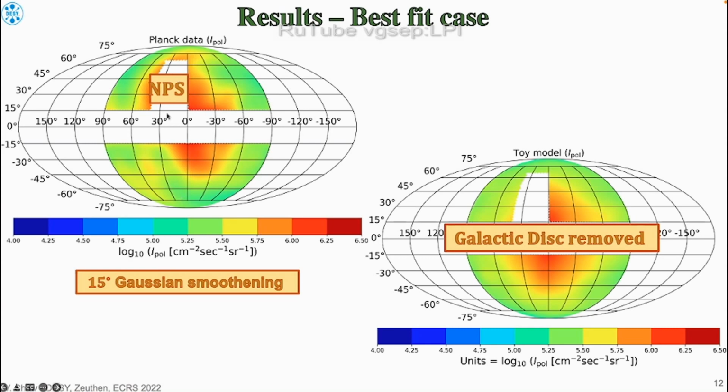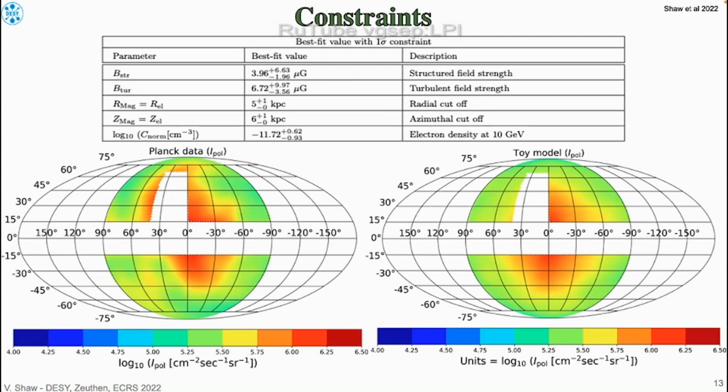We also do a 15-degree Gaussian smoothing, and the reason for that is that we were not interested in probing the turbulent part of the magnetic field. So basically, we are washing out the micro features that might arise from the turbulence. So then we obtain a set of best fit parameters. As you can see, our turbulent field is barely constrained, which was something we expected.